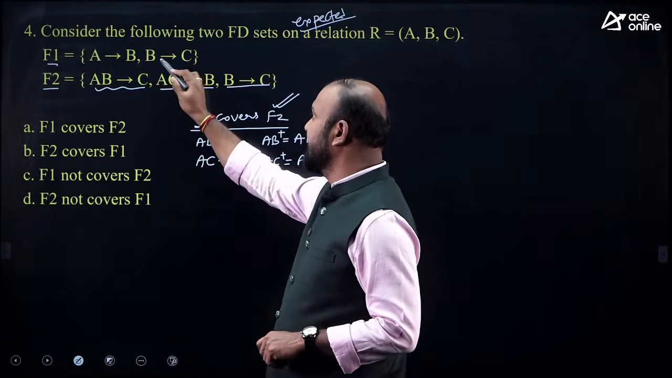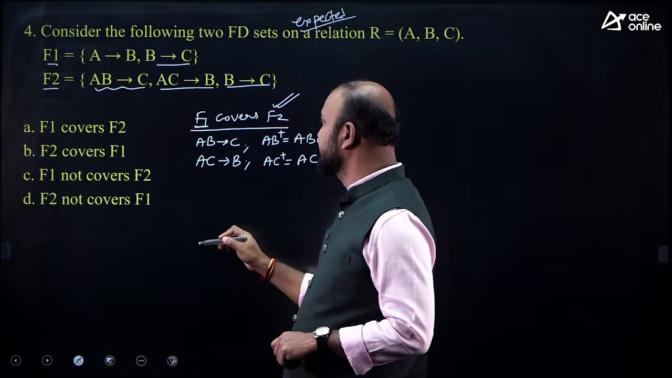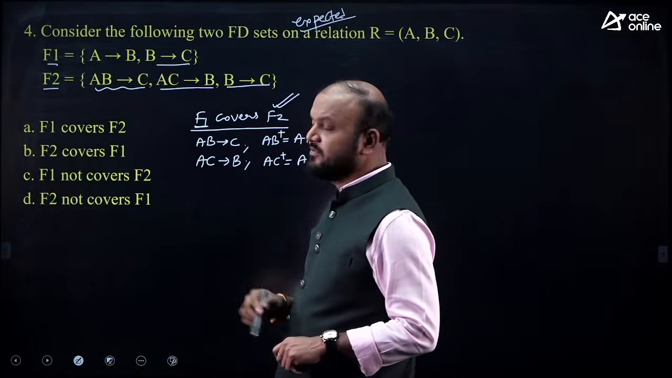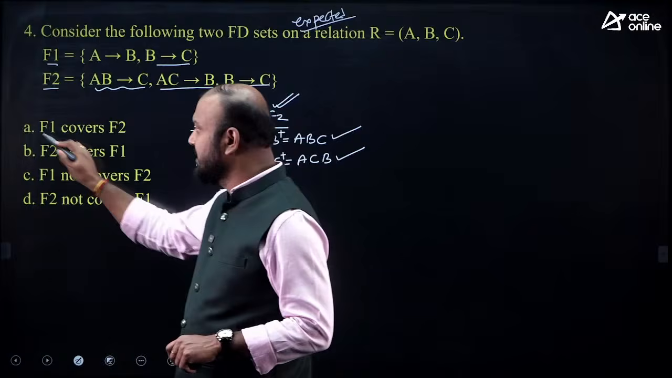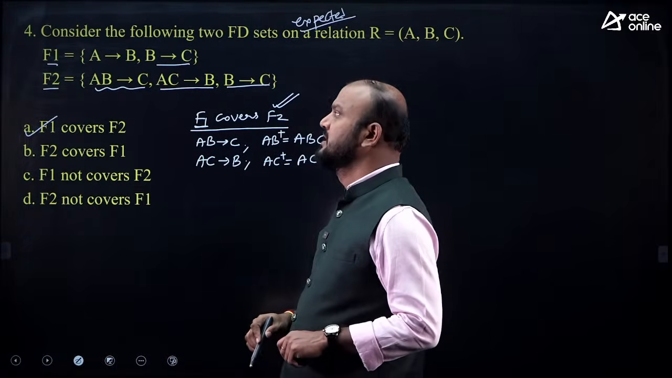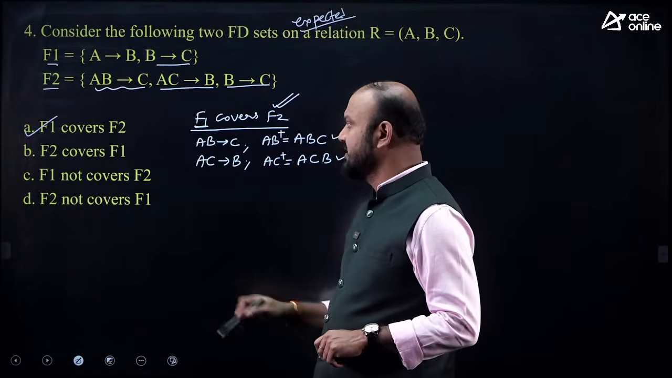B to C directly there, so I need not write. So F1 is covering F2, which means every dependency of F2 you can get using F1. F1 is covering F2. Check whether F2 is covering F1 or not.